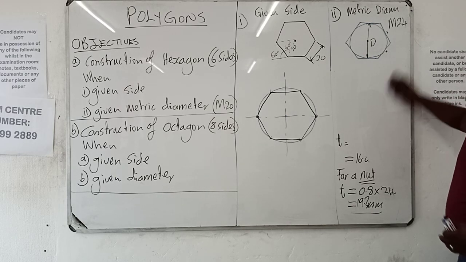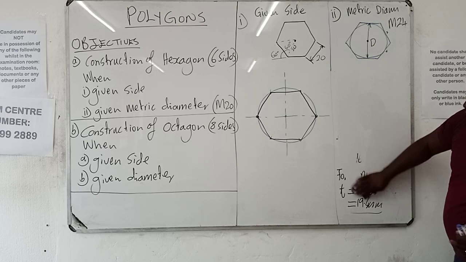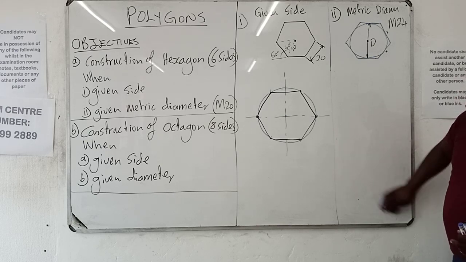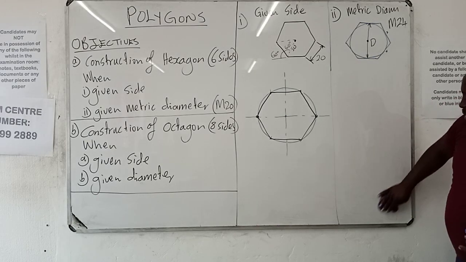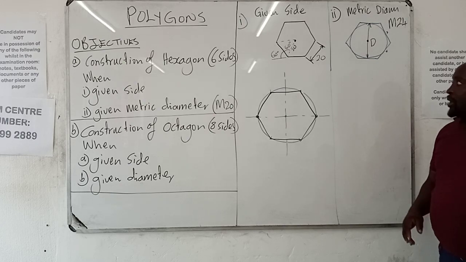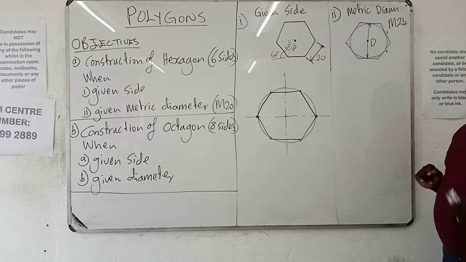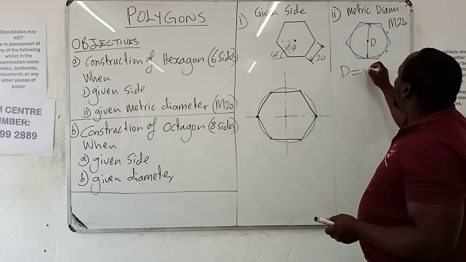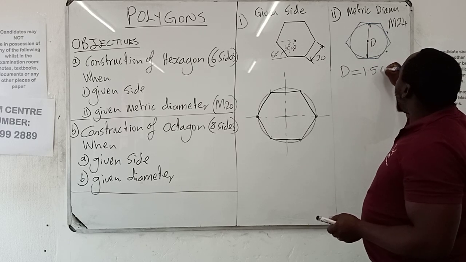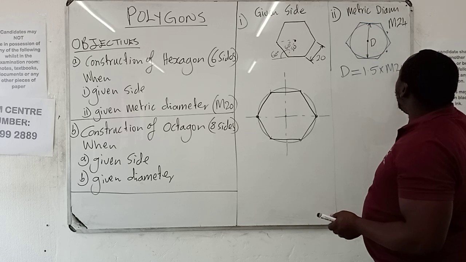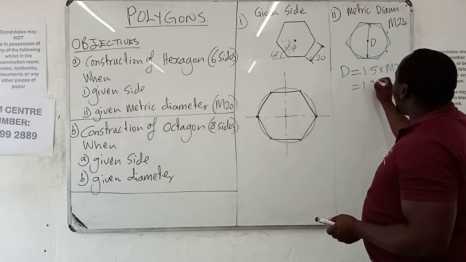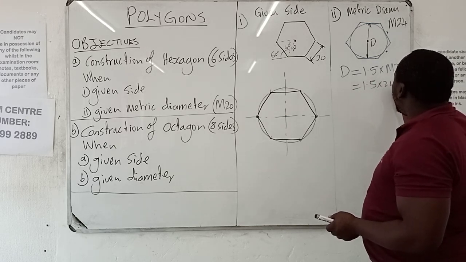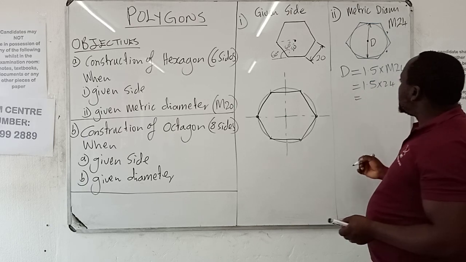Okay, so sir, let's say now you get a value of M20. So then you're going to start by drawing your circle first. So you have this measurement. So diameter is equal to 1.5 times the M24, which is equal to 1.5 times 24. What's the answer? 36.